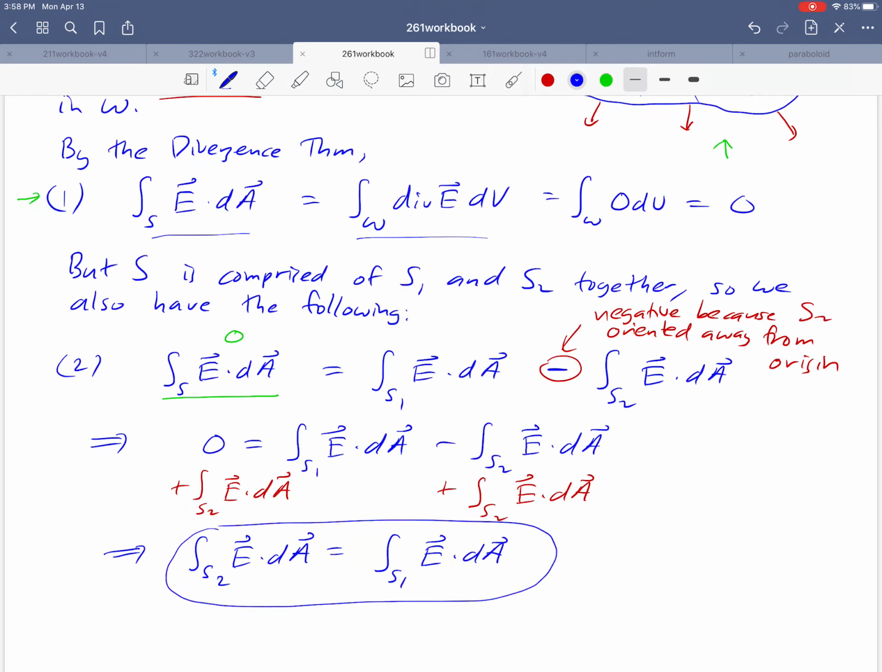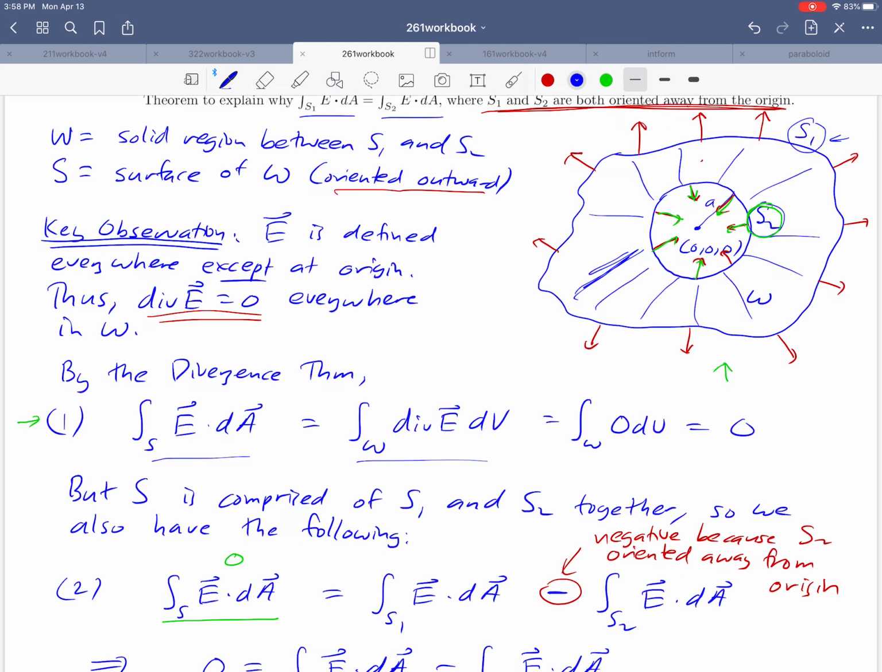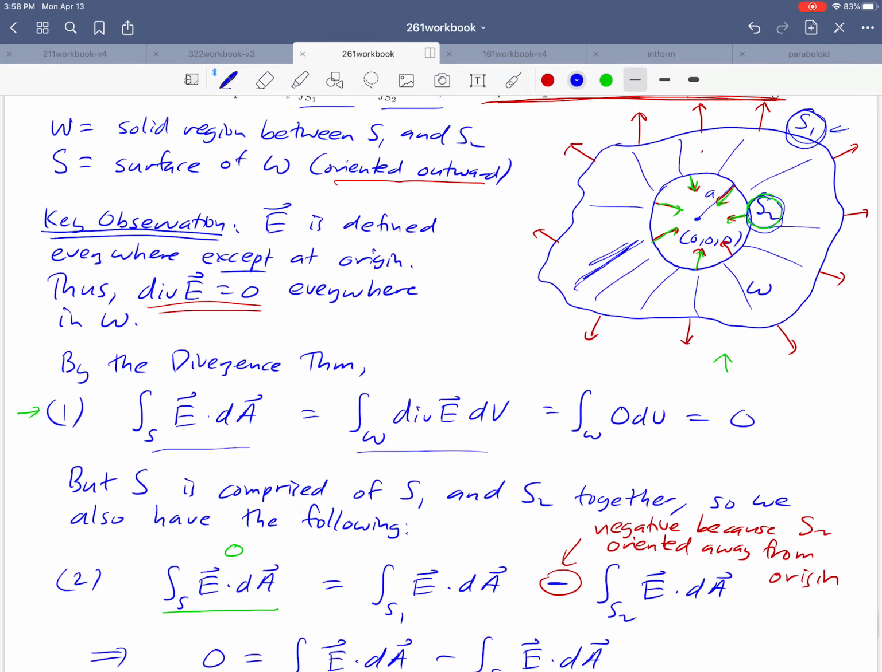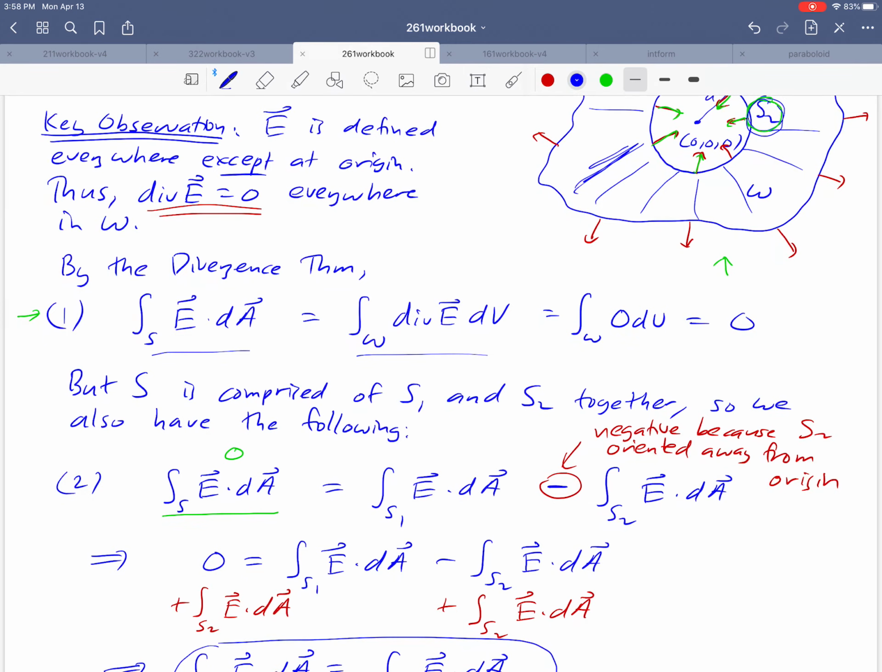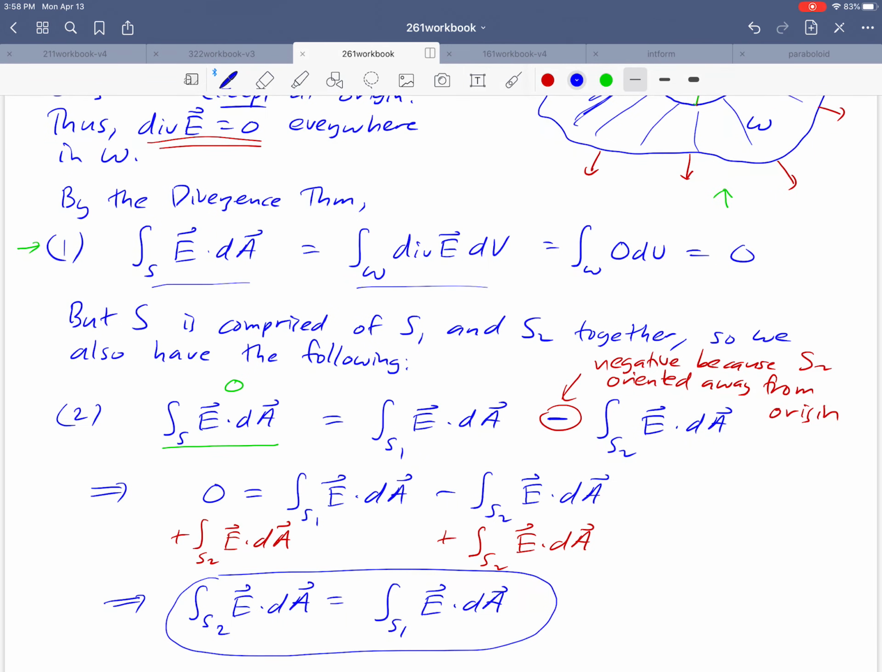Okay, so as amazing as it seems, that's telling us that even though S1 and S2 are really different surfaces, one is kind of an irregular blob and the other is a perfect sphere, we're going to get exactly the same value for those two integrals. Okay, and in the next video, we will use that observation to see if we can come up with a special case of Gauss's law.